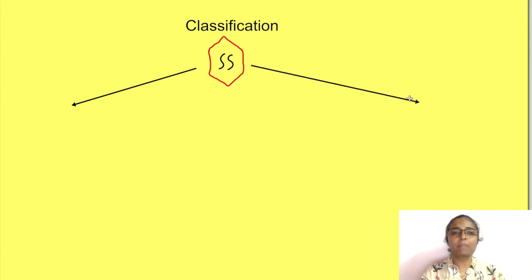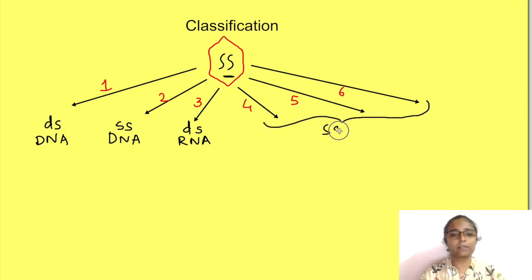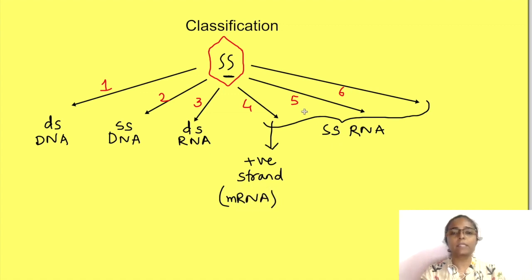Now, viruses have been broadly classified into 6 types based on their genome. First class includes viruses with double-stranded DNA. Second class, viruses with single-stranded DNA. Double-stranded RNA viruses in the third class, and the fourth, fifth and sixth classes are single-stranded RNA viruses with some differences. In the fourth class, single-stranded RNA viruses have positive strand RNA, that is, RNA same as that of mRNA, which can be directly translated into proteins.